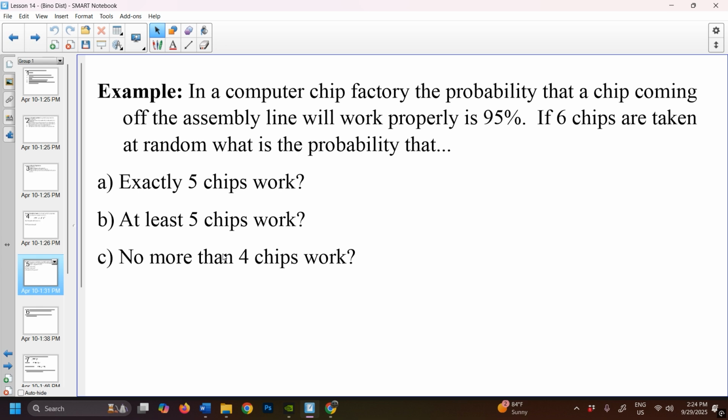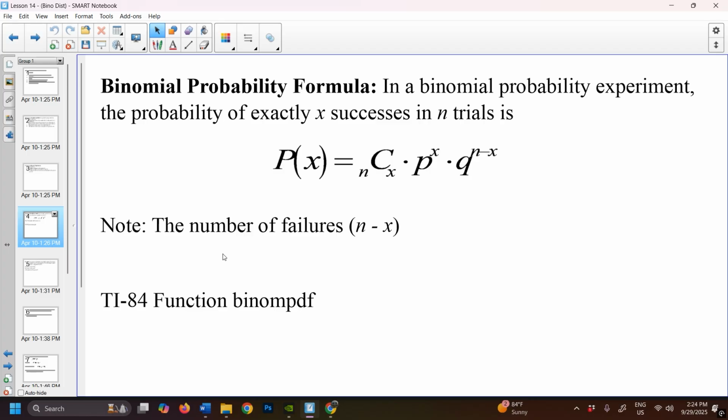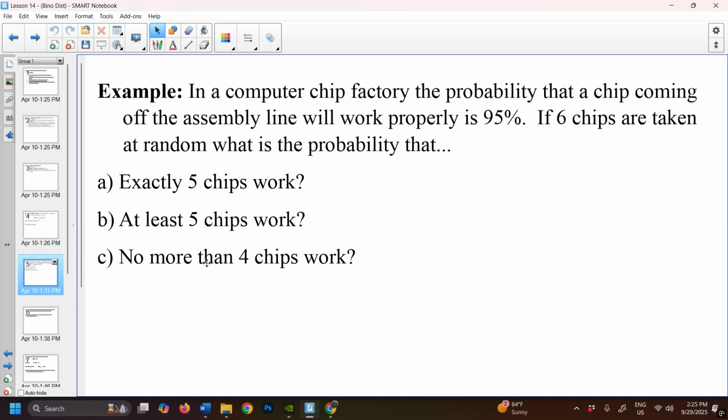Now, in the last slide, if you watched it from the previous video, you will see that this is the formula for binomial PDF. Now, the old TI-84 has the function binom PDF. It is actually easier in Desmos to use this formula and type it in. Now, what are we looking at in this case?